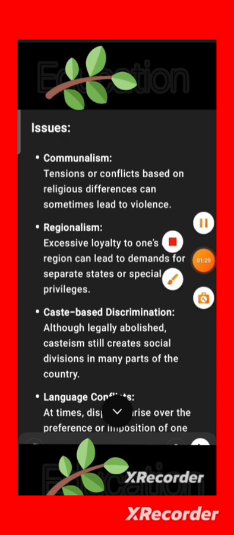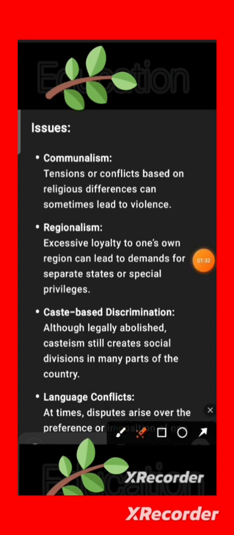Issues. Communalism. Tensions or conflicts based on religious differences can sometimes lead to violence. Regionalism. Excessive loyalty to one's own region can lead to demand for separate states or special privileges. Caste-based discrimination. Although legally abolished, casteism still creates social division in many parts of the country.